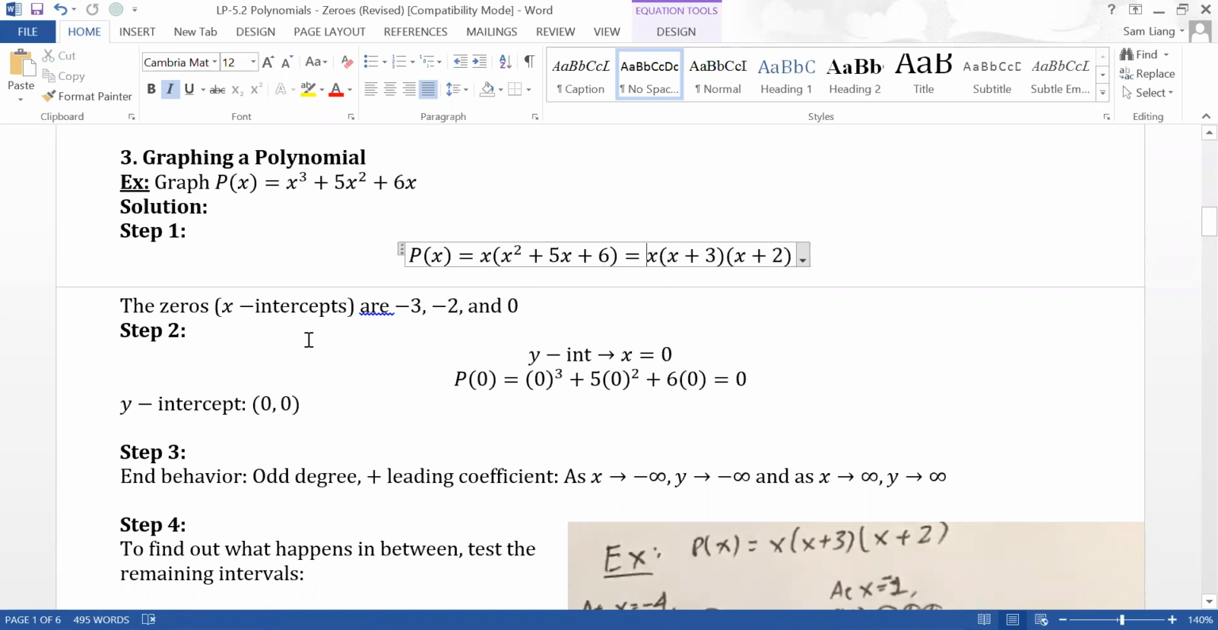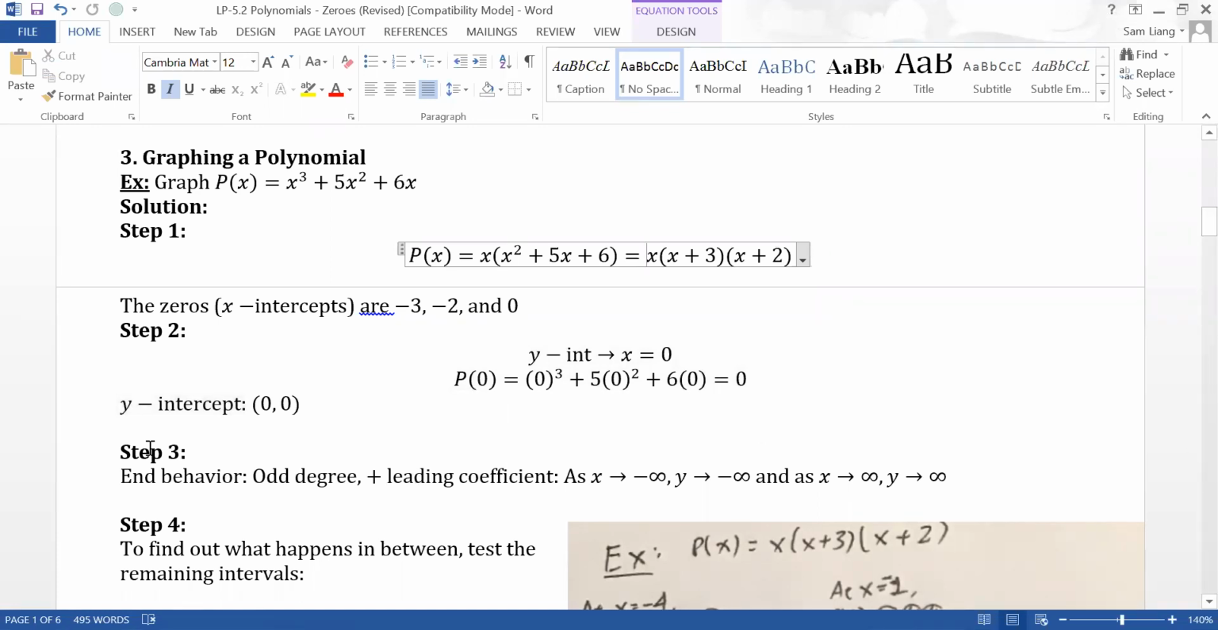All right, next step is finding the y-intercept. That should be pretty easy, especially in this case. Plug in x equals 0. We can see that it's going to be 0 cubed plus 0 plus 0. It's going to be 0. So the y-intercept is at the origin, (0, 0).